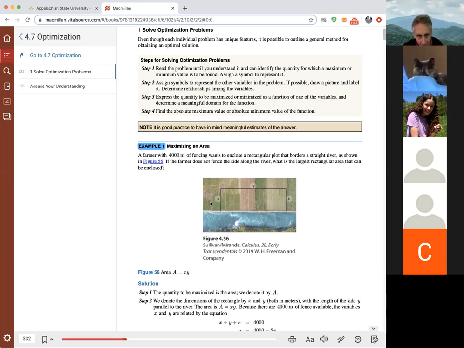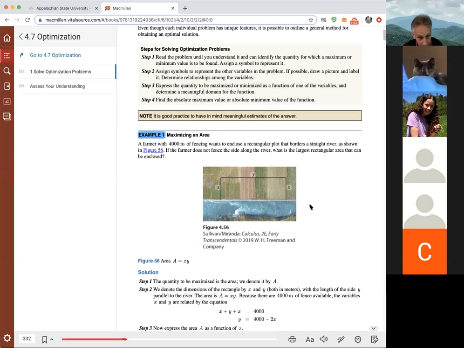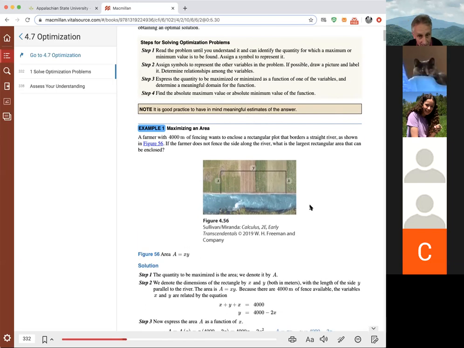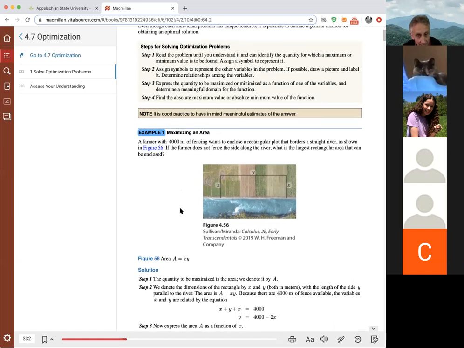At the bottom, there's a river. So they only need 3 sides of fencing, all right? 4,000 meters total. So the situation is that you only need 3 sides to use up that 4,000 meters of fencing. So one of the equations that's going to show up in this function is that if you add y plus 2x, that equals 4,000.